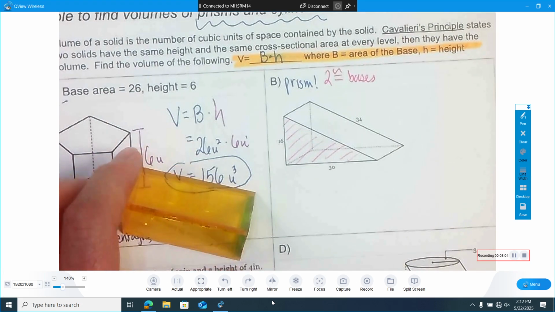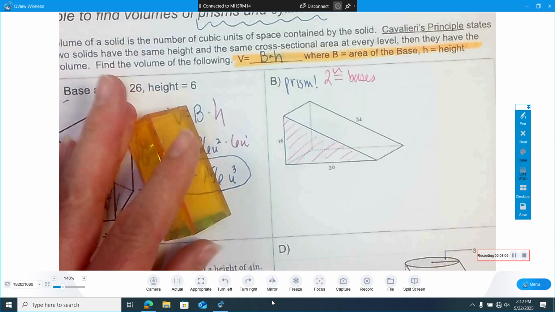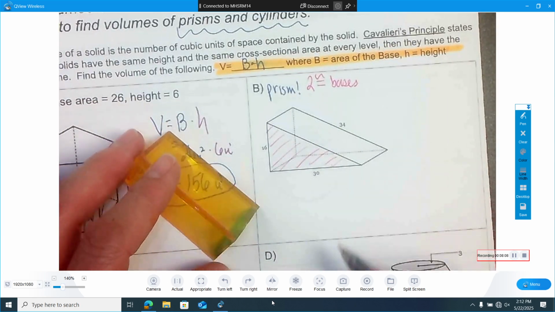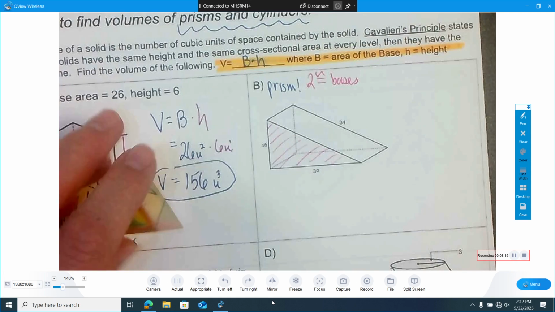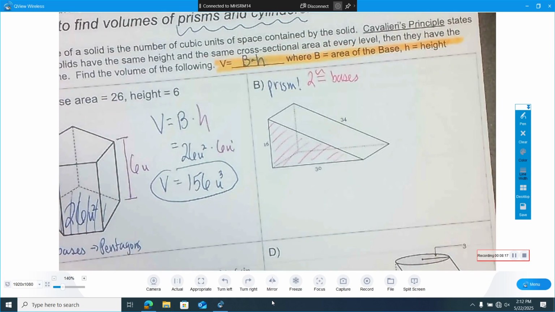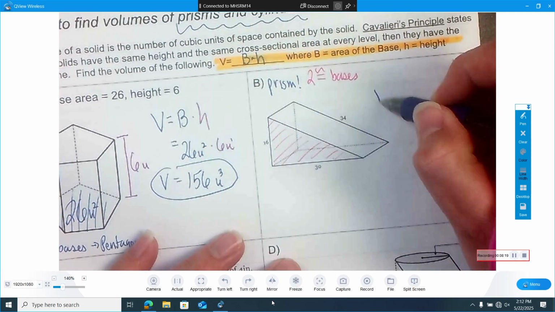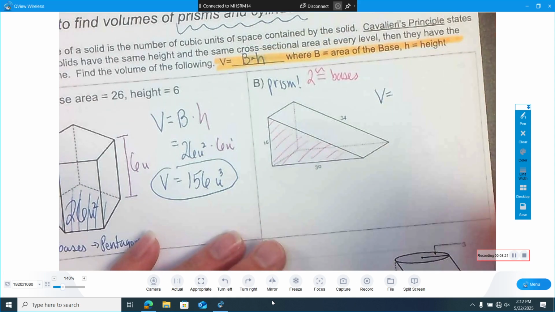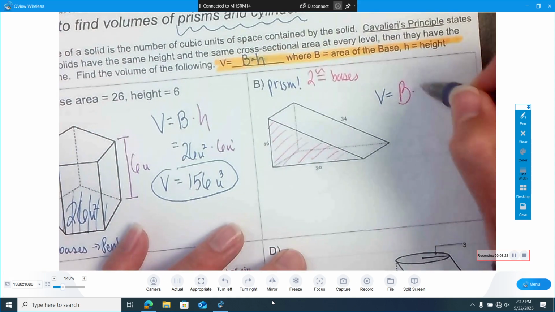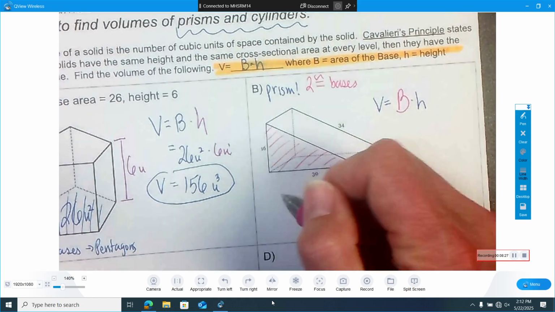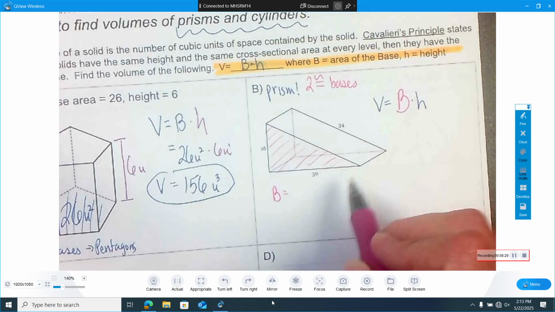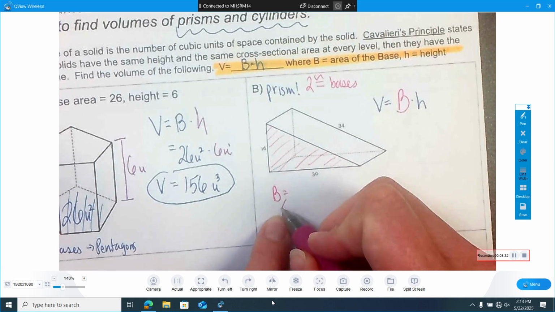It's very important that you see this triangle, this prism is laying on its side instead of on its base. We have to make sure we understand that the bases are the 2 triangles. So if I want to find the volume, again, volume is area of the base times the height. So I'm going to start by trying to find the area of the base. The base is what shape? The right triangle.